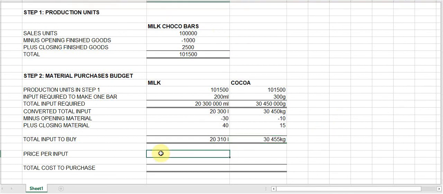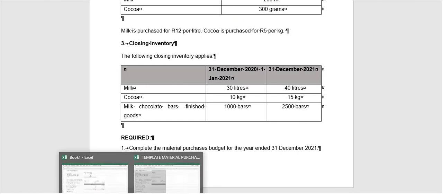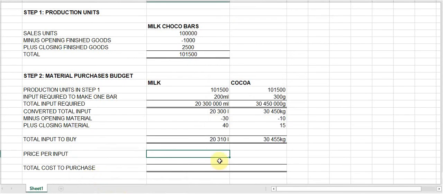In the next line item, they ask the price per input. In other words, we want to know what is the price per liter for milk, what is the price per kilogram for cacao. This is a very easy line item because they've already given you the price. They need to tell you the price. You can't guess the price of any product at a certain time, so you need to be told in the question. Going back to the question, it is 12 Rand for milk and 5 Rand for cacao, so we need to fill that in. It's 12 Rand and 5 Rand.